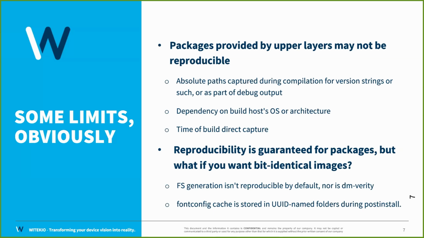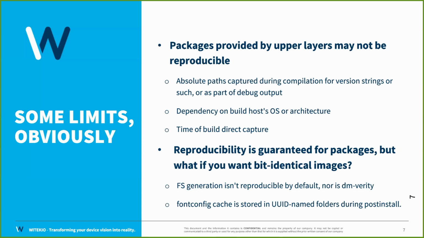Absolute paths captured during compilation for inclusion inside version strings or as part of debug output. The build system can also look at the build host's architecture or operating system to select a set of build options, compilation options. And also, you still have packages, programs, libraries that directly capture the time either from the source code or from the build system. And those are all things we have to look for and to fix.